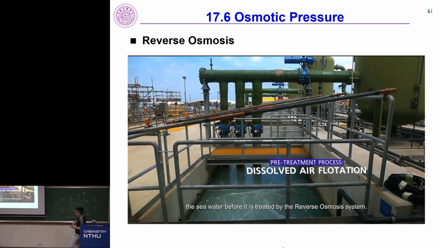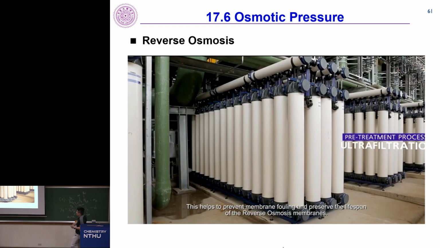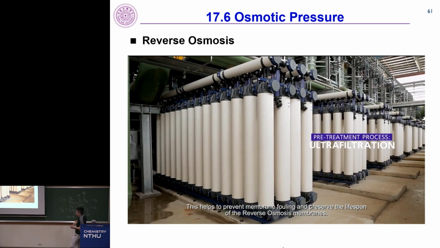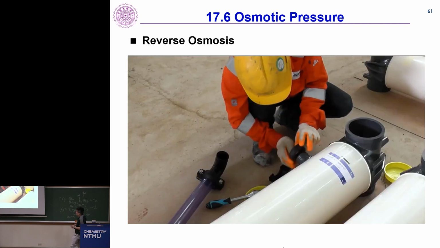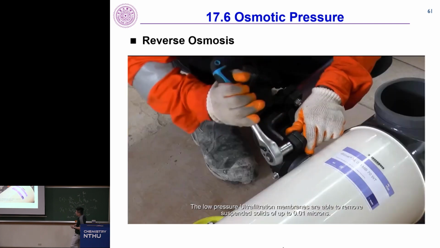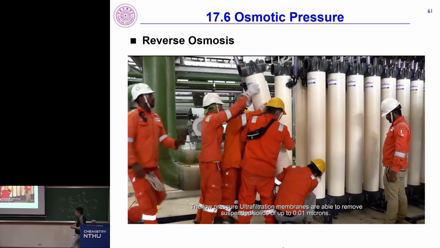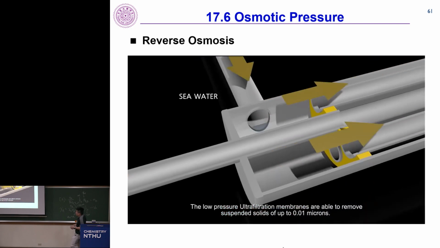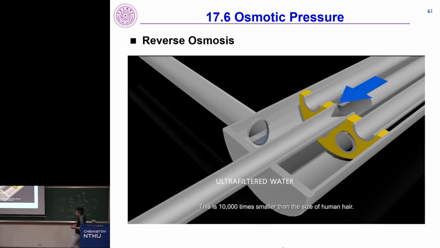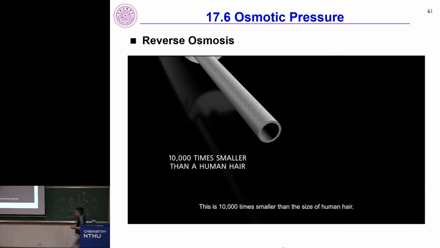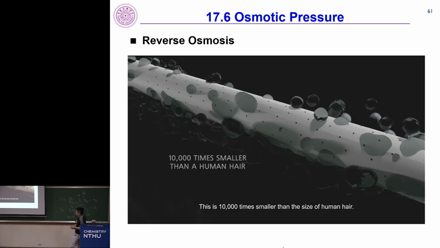Through the use of dissolved air filtration and ultrafiltration, the pretreatment process conditions the seawater before it's treated by the reverse osmosis system. This helps to prevent membrane fouling and preserve the lifespan of reverse osmosis membranes. The low-pressure ultrafiltration membranes are able to remove suspended solids of up to 0.01 microns. This is 10,000 times smaller than the size of a human hair.